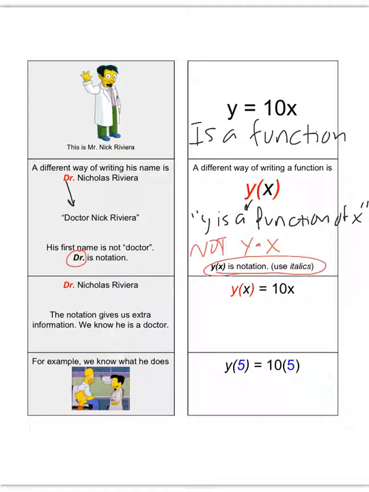DR is not his first name. DR is just notation for who he is. And just like here, the parentheses is not times. It's just a type of notation. And just like the DR stands for doctor and tells you extra information, the parentheses show us what we're going to plug in.